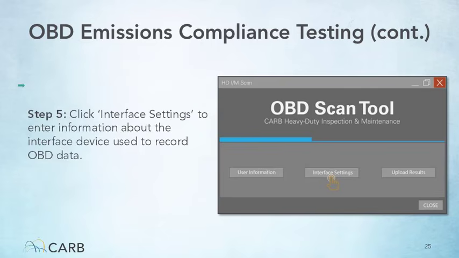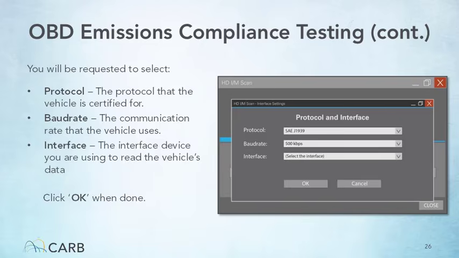Next, click the interface settings to enter the information about the interface device that will be used to record the OBD data. On the next slide, we'll show an example screen with the interface and device communications protocol options to select from the pull-down menus.